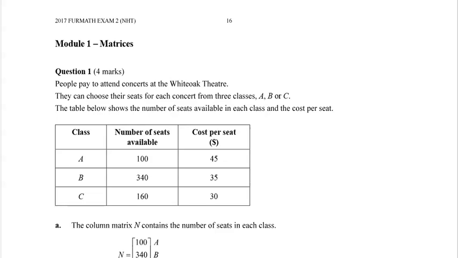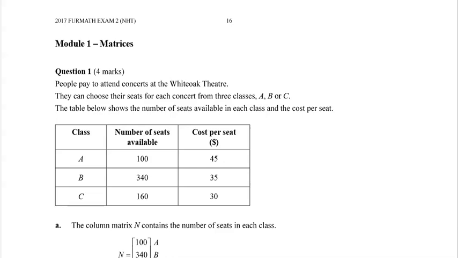This video is working through the 2017 Northern Hemisphere Further Maths Exam 2, looking at matrices. So question 1. People pay to attend a concert at the White Oak Theatre. They can choose their seats for each concert from the 3 classes, A, B or C. The table shows the number of seats available in each class and the cost per seat. We've got our information here.